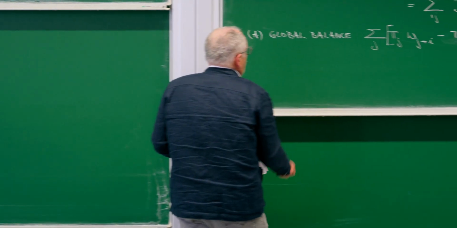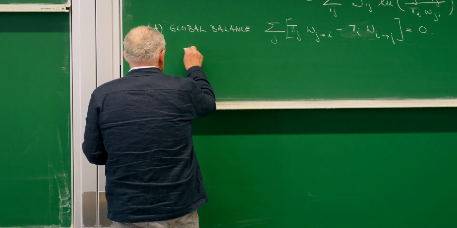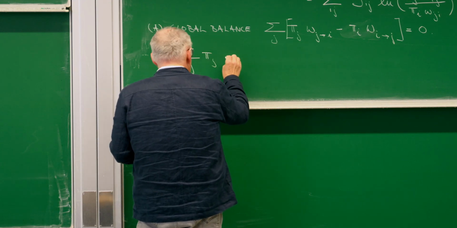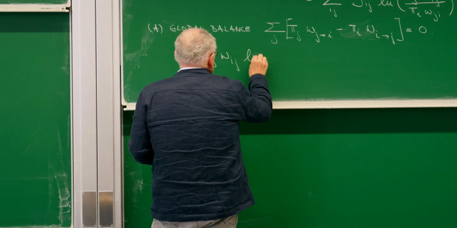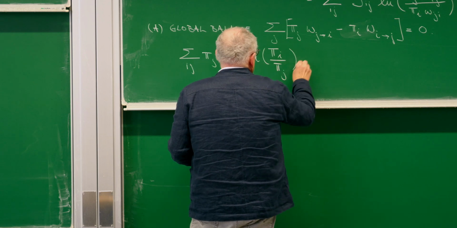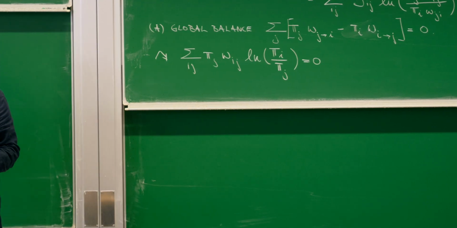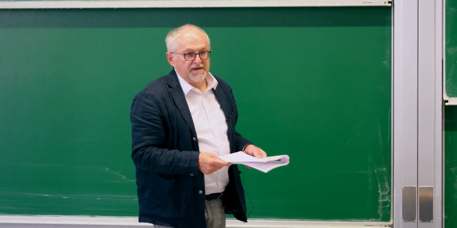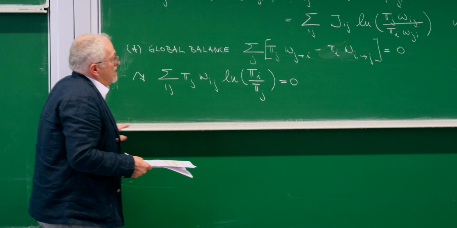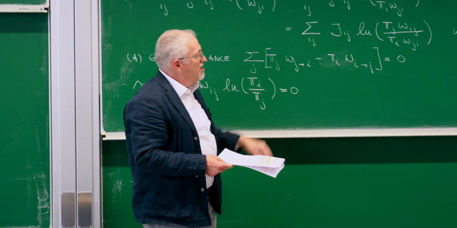And when you use this global balance condition, you can show that the sum over i and j, pj wij of the logarithm of pi to pj is actually 0 by using global balance and interchanging indices because they are dummy indices in this double sum over i and j. Okay? And this here follows in a very similar fashion by a very basic algebra.